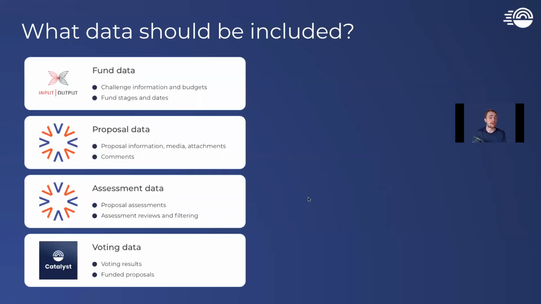So from that, what data should actually be included as core data sources? If we look at it, fund data is a really good starting point. For each funding round, we have challenges, challenge briefs, and a breakdown of what those challenges are and what kind of proposals should go in them. Then they have budgets. And for each funding round, you also have the fund stages and the dates for each of those stages.